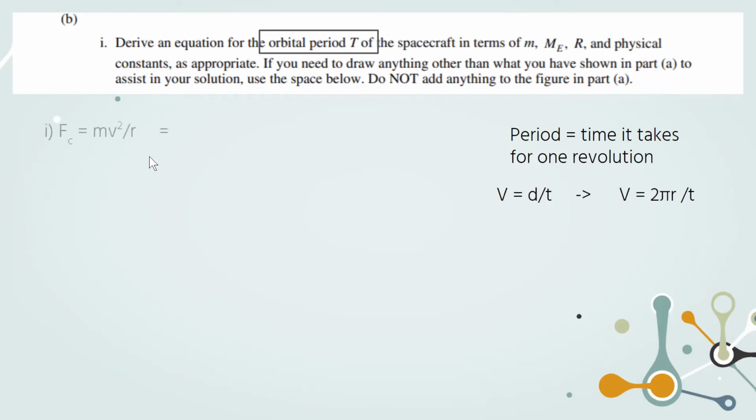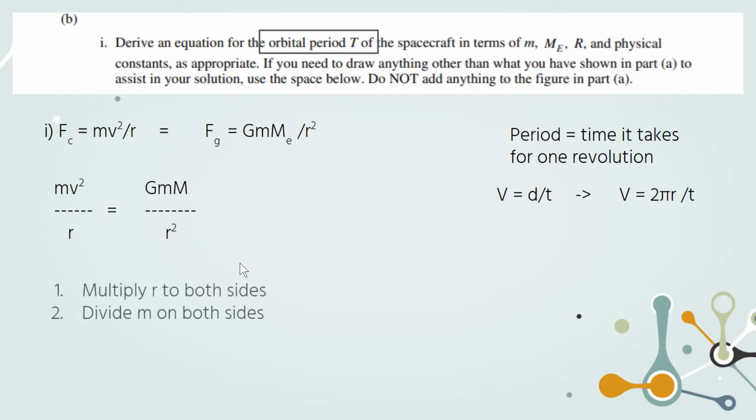Centripetal force is the mass of the spacecraft times velocity squared over r. And since it's the same thing as the force of gravity, we can say this is equal to the universal constant G times the mass of the spacecraft times the mass of the Earth, all divided by radius squared. So we can lay the fractions out so that the equation looks like this, where we need to solve for velocity squared. We can multiply r to both sides and divide m on both sides, which would result in velocity squared equals G times me divided by r.